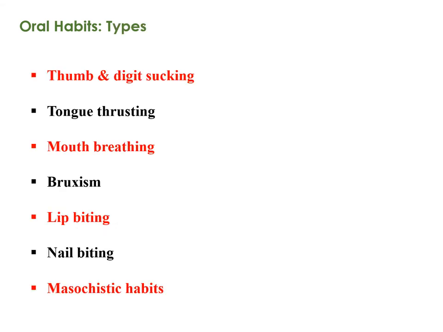Now coming to the types of oral habits. There is thumb and digit sucking, tongue thrusting, mouth breathing, bruxism, lip biting, nail biting and masochistic habits. So we'll go into the details of each of these in the coming slides.